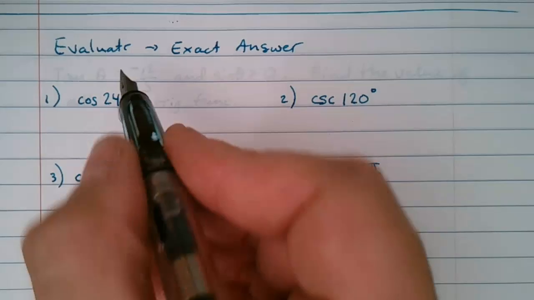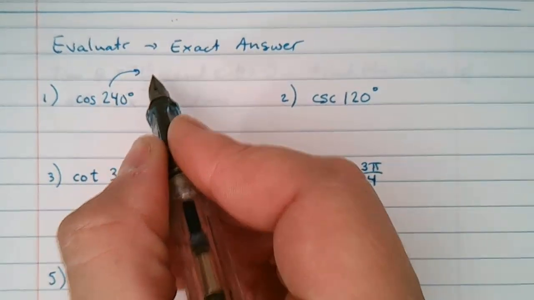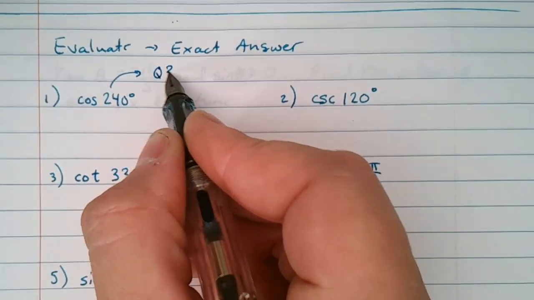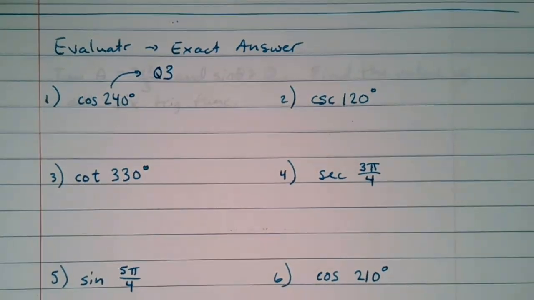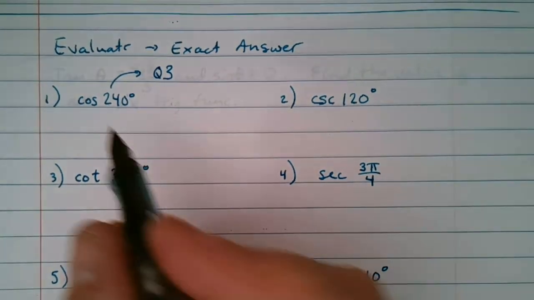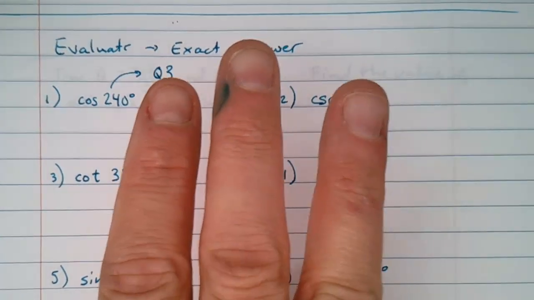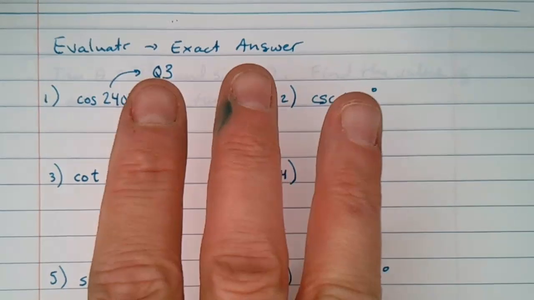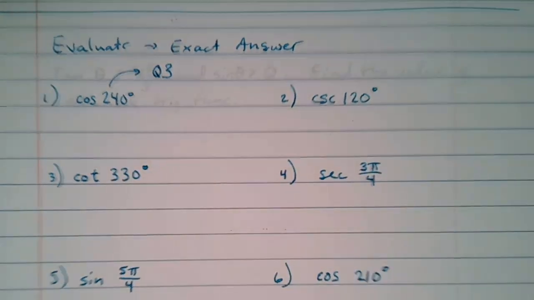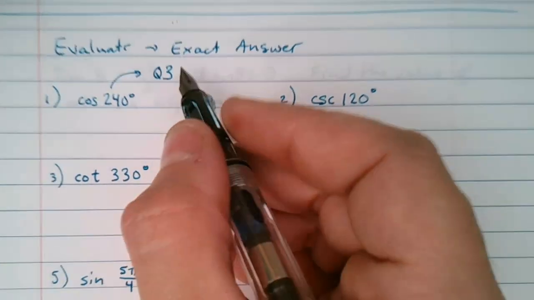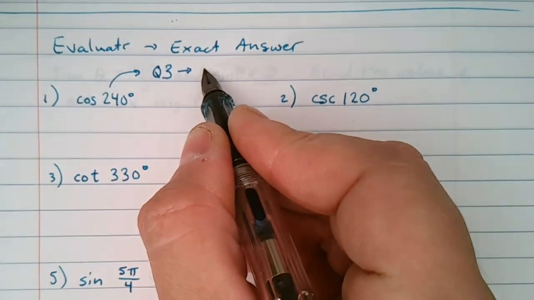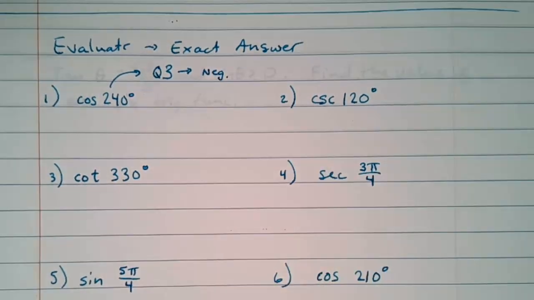What do we got to do? Well, the first thing we've got to figure out is 240 is in quadrant 3. Now, what that means, what is cosine in quadrant 3? All students take. Means tangent's positive, means cosine and sine are negative. So that tells me that my answer is going to be negative.